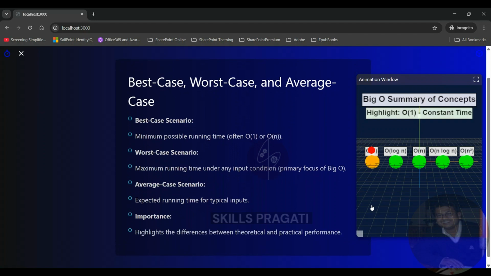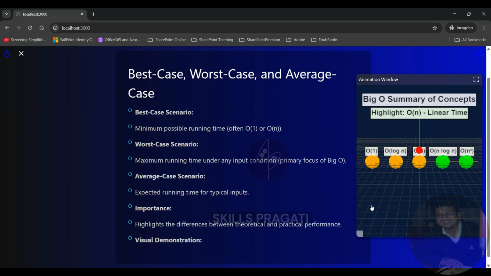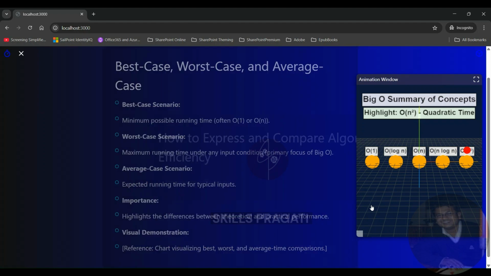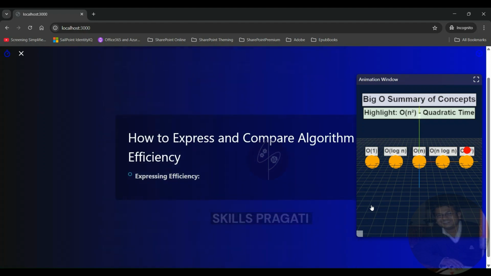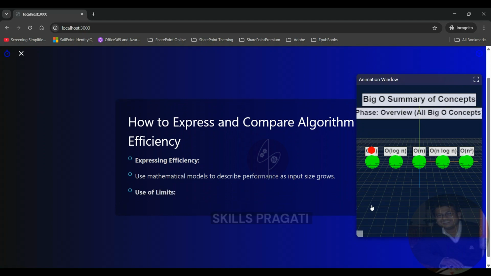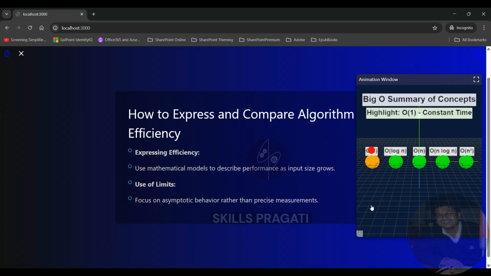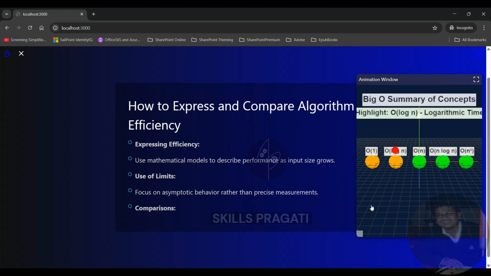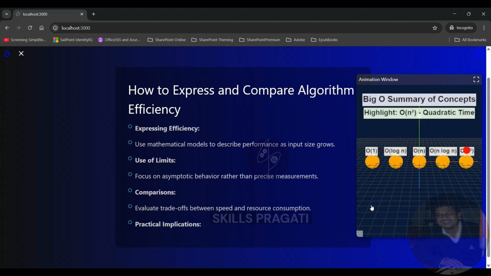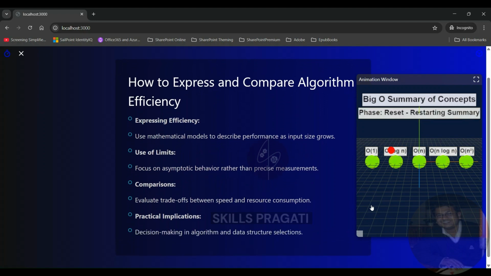As I already explained in our previous sessions, expressing algorithm efficiency involves using mathematical models to describe performance as the input size grows. We focus on asymptotic behavior, what happens as n approaches infinity, using limits to simplify comparisons. This approach allows us to evaluate trade-offs between speed and resource consumption, which is essential when choosing algorithms and data structures.